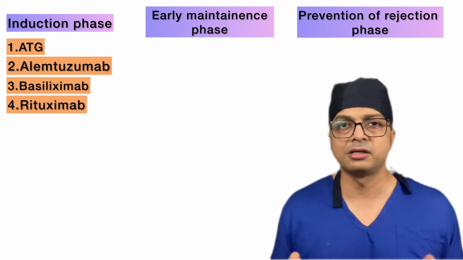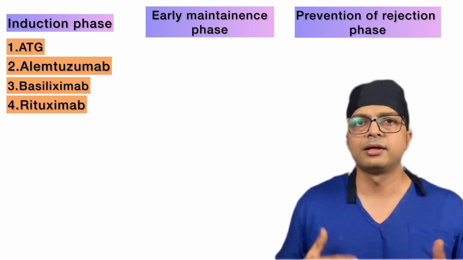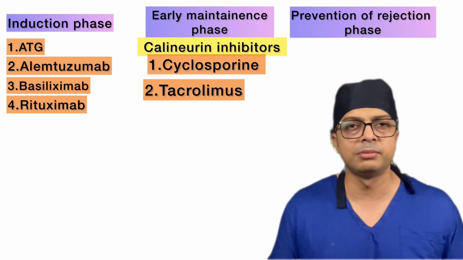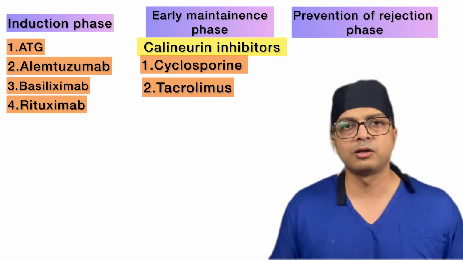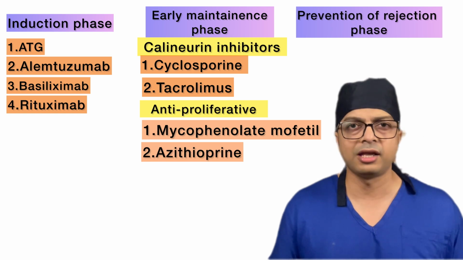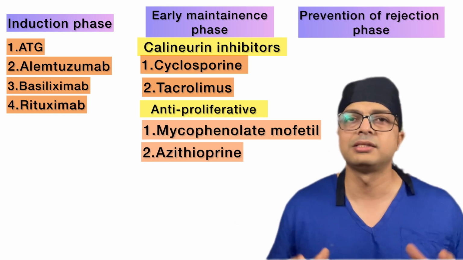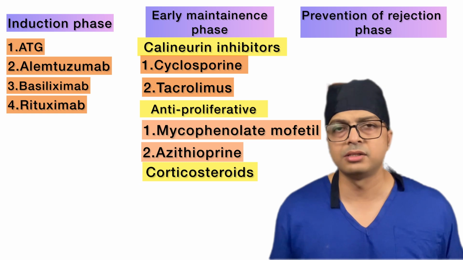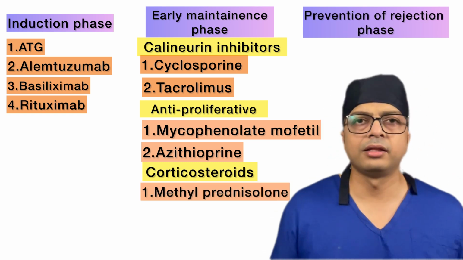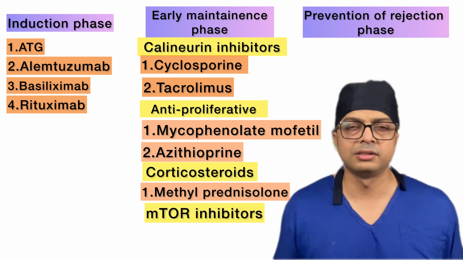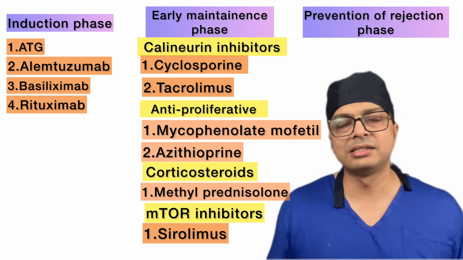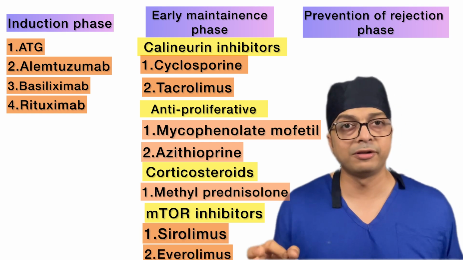In maintenance phase, the drugs which are used are calcineurin inhibitors, among which cyclosporin and tacrolimus are commonly used. Another one is anti-proliferative agents, among which azathioprine and mycophenolate mofetil are commonly used. The third one is corticosteroids, among which solumedrol is the preferred drug. And the last one is mTOR inhibitors, that is inhibitors of mammalian target of rapamycin. The drugs used in this category are sirolimus and everolimus.